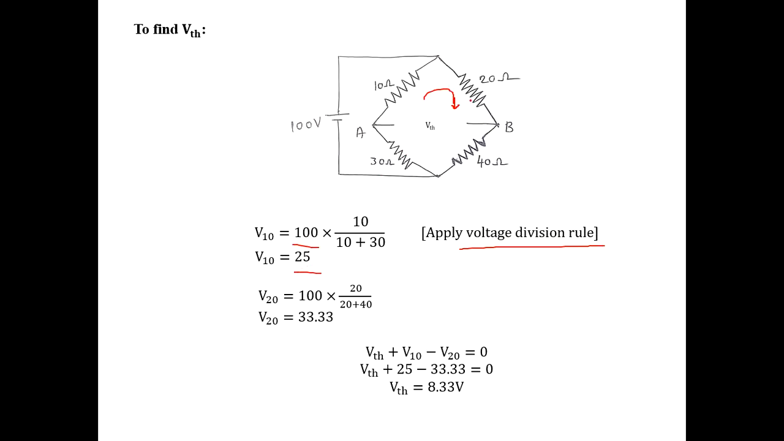Similarly, we can find the voltage drop across this 20 ohm. Here, in this loop, the current is flowing in this direction, positive to negative. Let us consider here the voltage is connected like this.